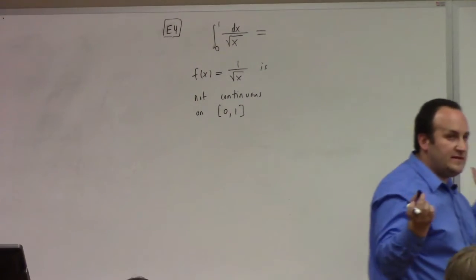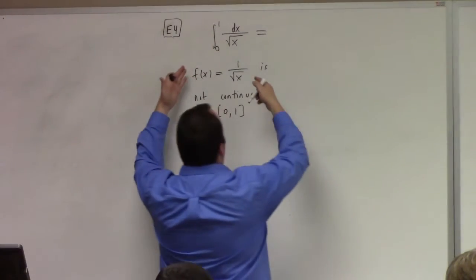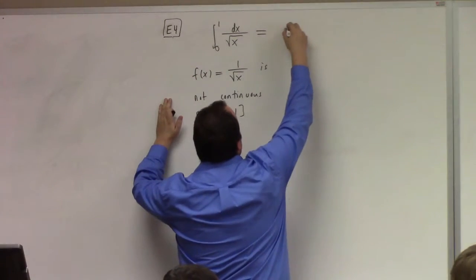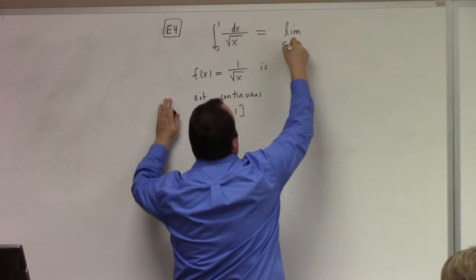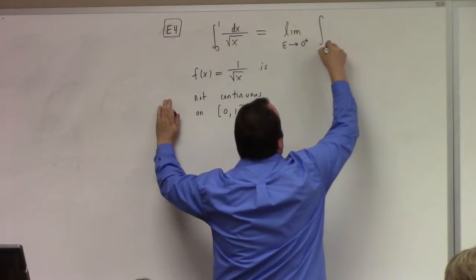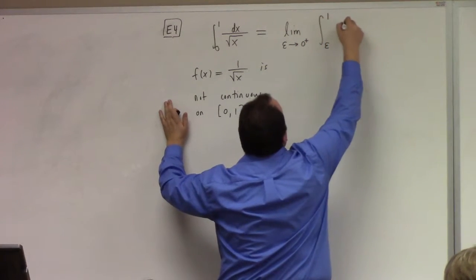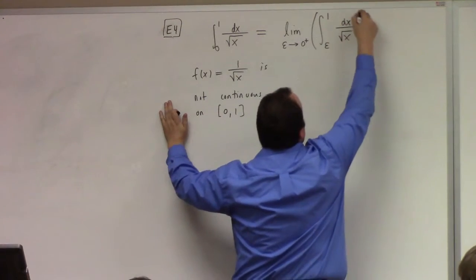I mean, fine, it's continuous on the open interval from 0 to 1, or with 0 not included, but 0 is a problem point, right? And you can't ignore that. So how do we give meaning to something like this? The meaning is the following. We take the limit, you pick whatever symbol you like, I'm going to use epsilon. Epsilon goes to 0 from the right, the integral from epsilon to 1 of dx over the square root of x. And that's what that's going to mean.